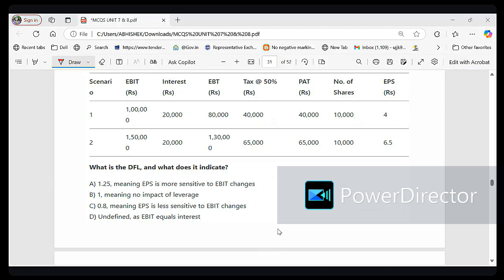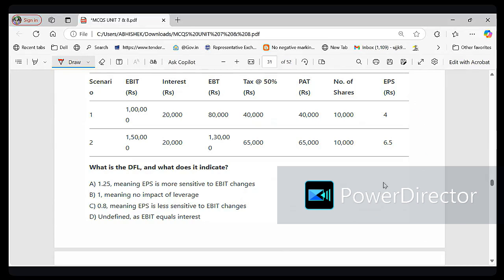Now let's try this question. Now we have the interest component also, right? How to find the DFL in this case? So in this case, interest is there, which means the business is borrowing money, and when a business borrows money, it pays fixed interest, whether profit is high or low, no matter. So imagine you earn more, that means your EBIT increases. After paying the same fixed interest, your remaining profit increases faster. That is called leverage, right?